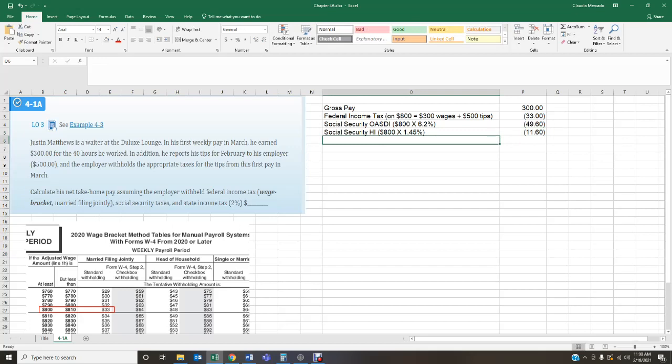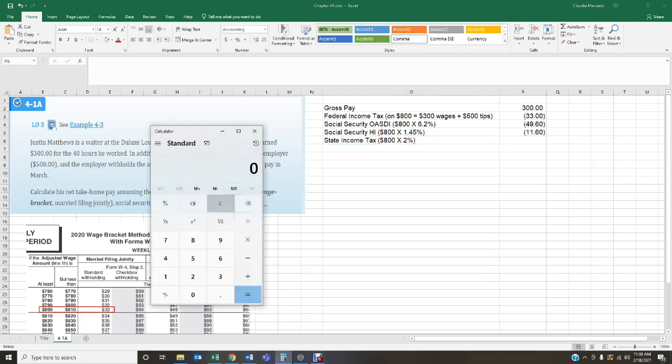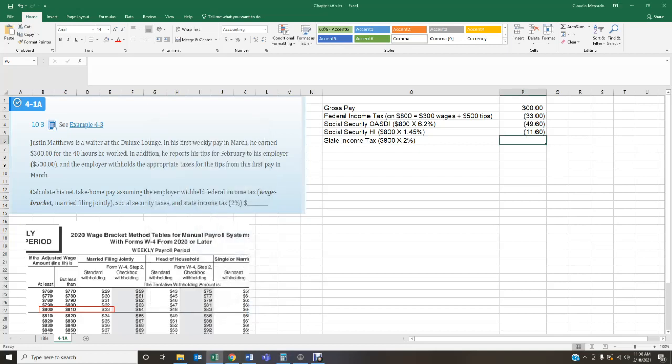Next, we have our state income tax. According to the problem, our state income tax is 2%. So I'm going to get my total, which is the 800 wages and tips, times 2%. And then that's going to give me $16.